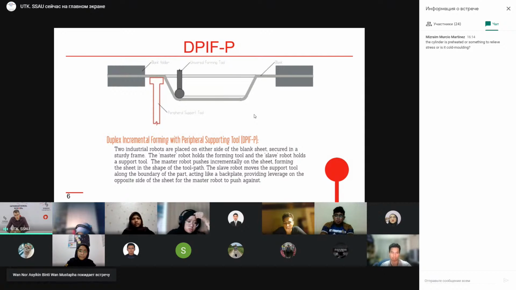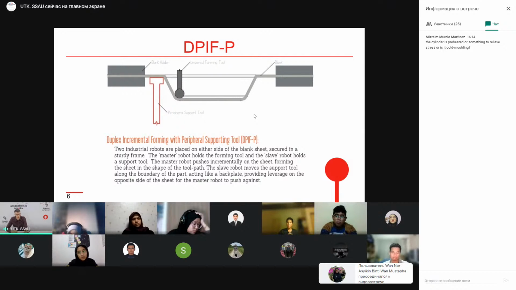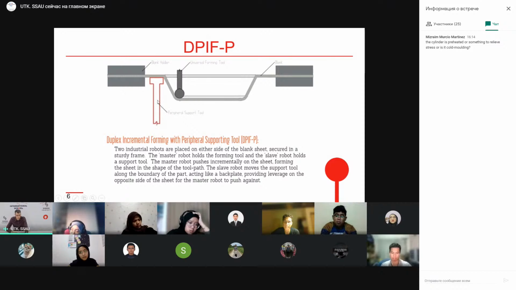In this case, we also need to use some equipment for this supporting tool. We need in some way to move this supporting tool and also create a controlling program for movement of this tool. For example, we can use a second industrial robot. When I showed you the variants of equipment for incremental forming, you saw that there were 2 robots on opposite sides. In this case, one robot is used to move the punch, the forming tool, and the second one is used to move the support tool, the red one.